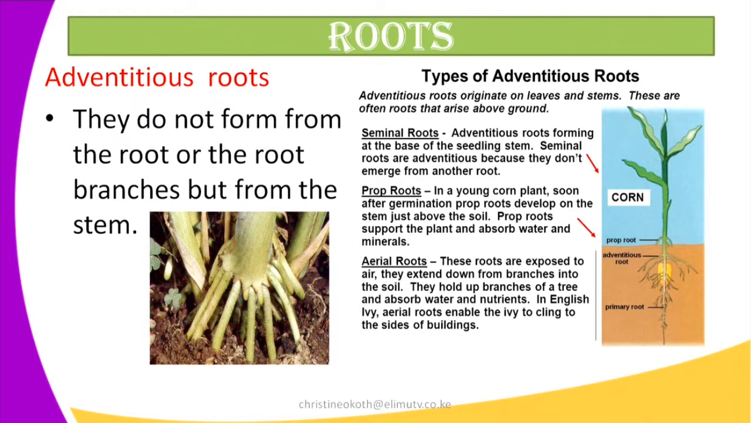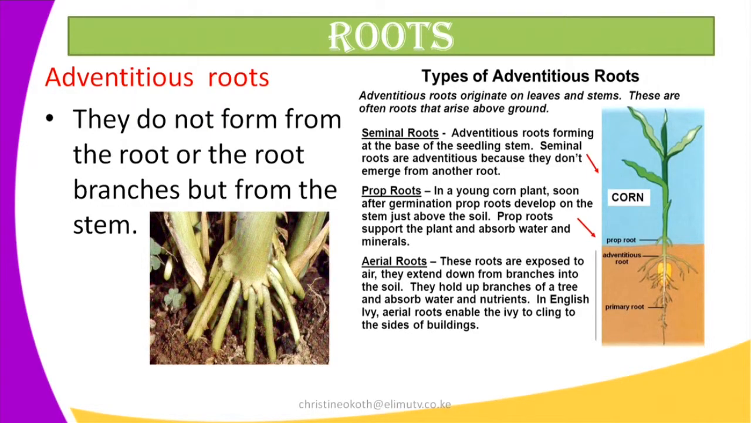For example, we have the seminal roots. These are the adventitious roots forming at the base of the seedling stem. The seminal roots are adventitious because they do not emerge from another root. So this one will not emerge from any other root.